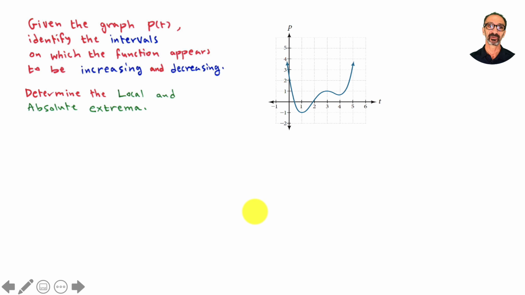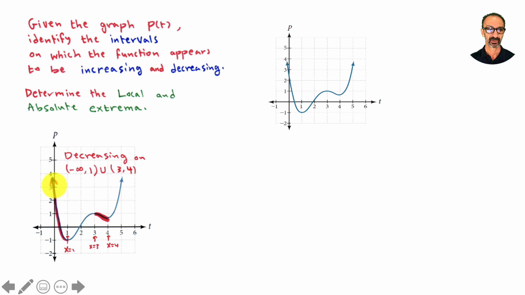Given the graph P of t, I need to find the intervals of increasing, decreasing, and the local and absolute extrema. This one has arrows, as you could see. That means before we start, it doesn't have an absolute max. I would say before I show you the notes that this is a local max, this is a local min, this is a local min, but this would be the absolute min.